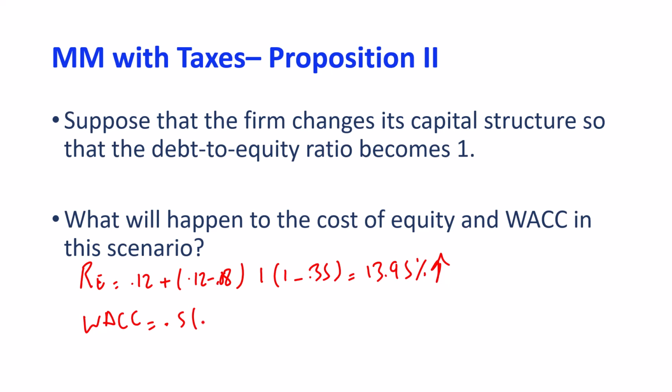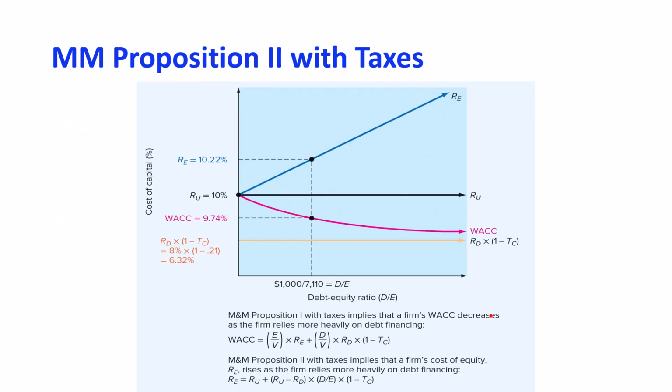50% equity times 13.95 plus 50% debt times 8% times 1 minus tax rate of 35. So we get 9.9%. So with increased debt, your cost of equity has increased but your cost of capital has gone down, right? Graphically, it will look like this.